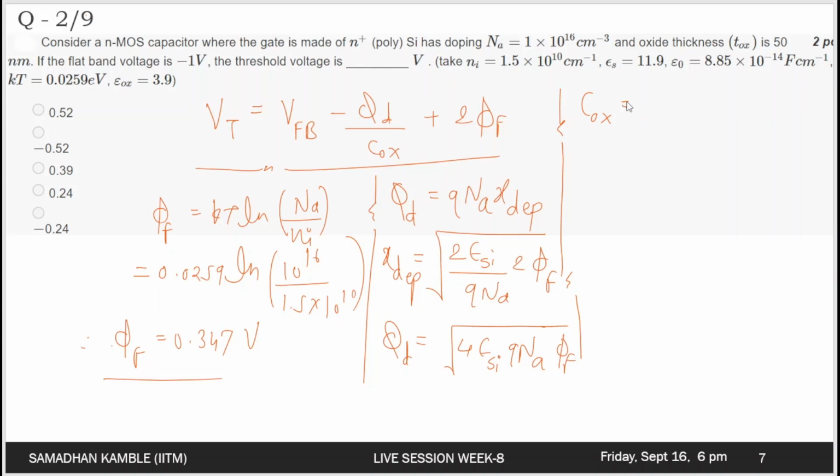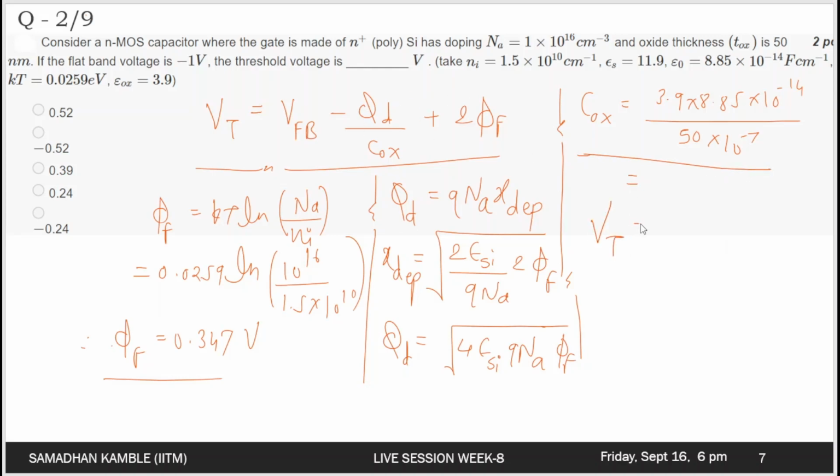Well, Cox is fairly straightforward, which is nothing but epsilon ox by Tox. So epsilon ox is 3.9 times 8.85 into 10 to the power minus 14 farad per centimeter divided by the thickness, that is 50 times 10 to the power minus 7 centimeter. Okay, we are using the same units, which will give us the value of Cox that we can put. So we'll get all these values and finally put in our main equation, that is Vt.